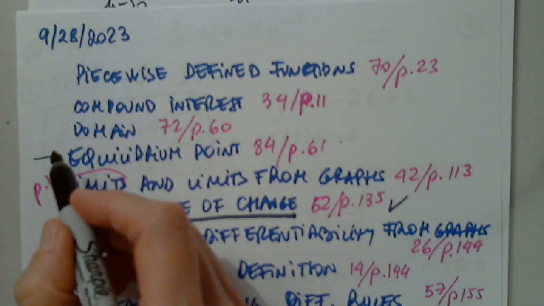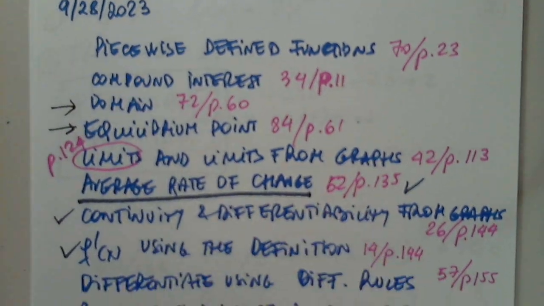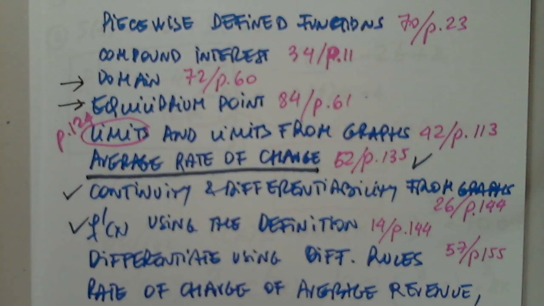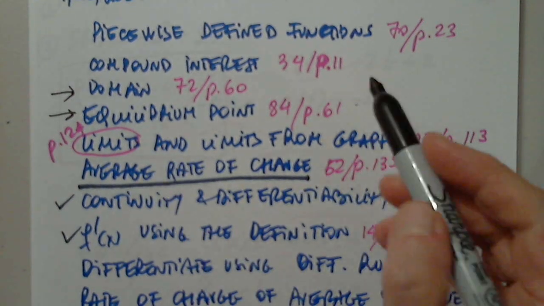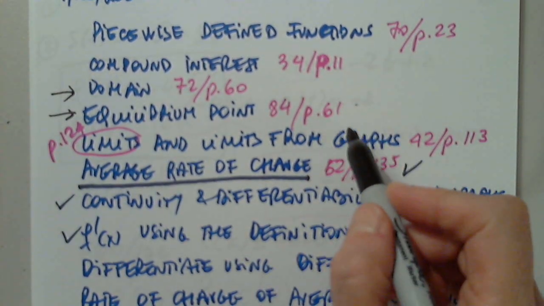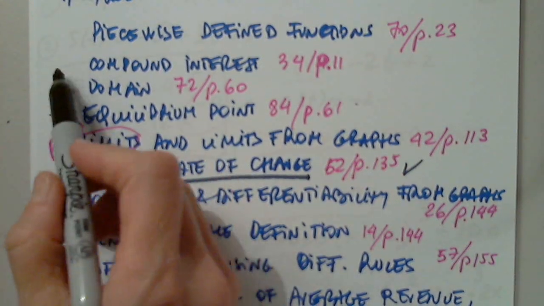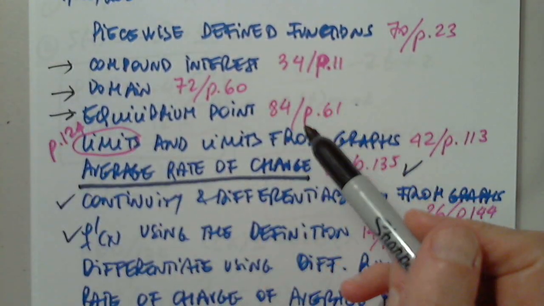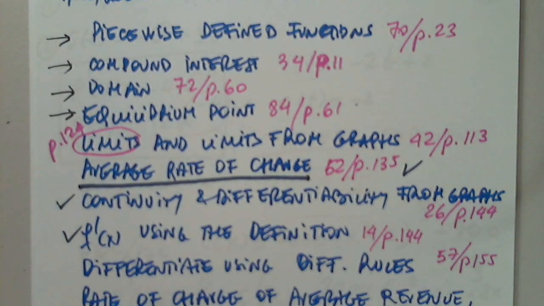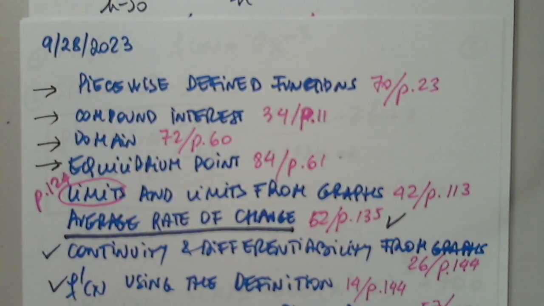Yes, so this is algebra. These are all algebra. I'd like to move on to the calculus. The equilibrium point, you have to set them equal to each other and find the point. The compound interest is also algebra. The piecewise defined function is also algebra. So equilibrium point, 84 on 61.